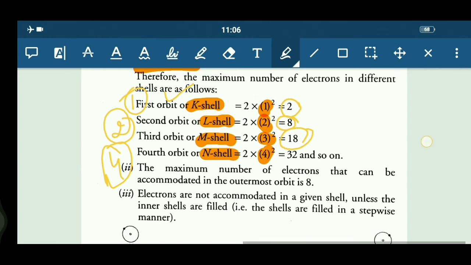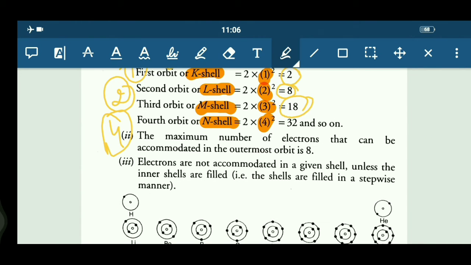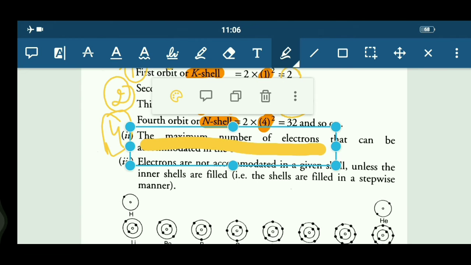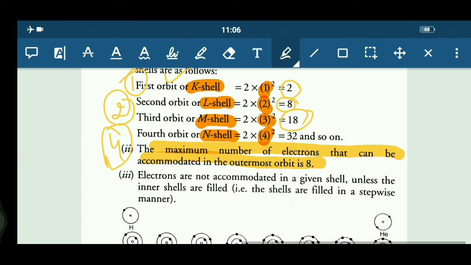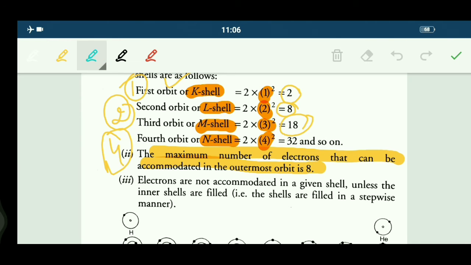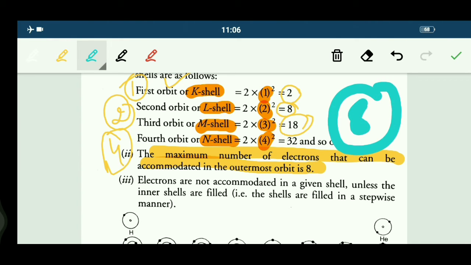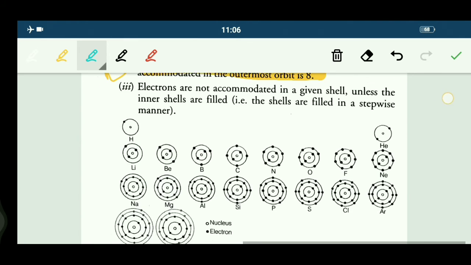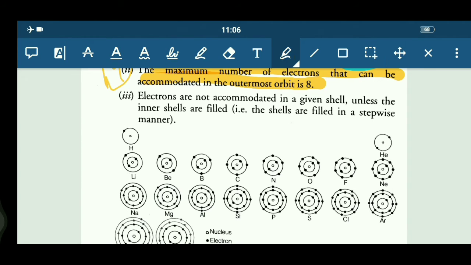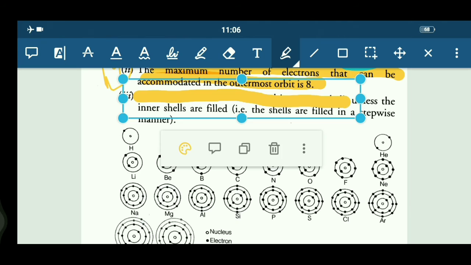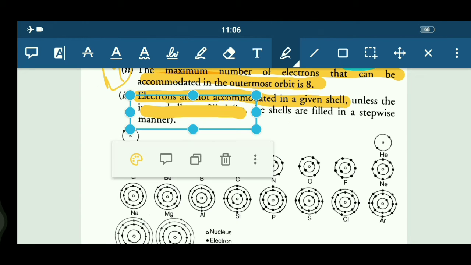Now the second rule: the maximum number of electrons that can be accommodated in the outermost orbit is 8. Remember this thing, it is 8. It means the maximum number of electrons that you can accommodate is 8. If it is more than that, you have to shift your electrons to the next shell. Fine, children? So electrons are not accommodated in a given shell unless the inner shells are filled.